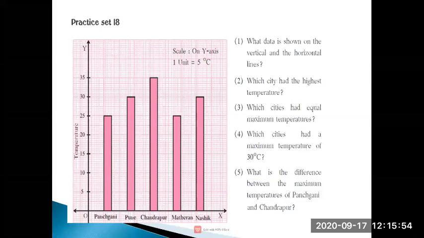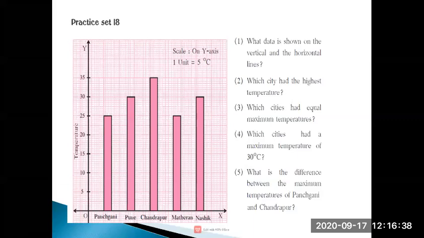Which data is shown? Very good. Both the answers I want. Sanskruti, which data? The question is regarding data. Yeah, the data of the names of the cities and the temperature. Very good. Listen once again to the question. What data is shown on the vertical and the horizontal line? The data of cities and temperature. Very good. So you are going to write answers in your workbook.